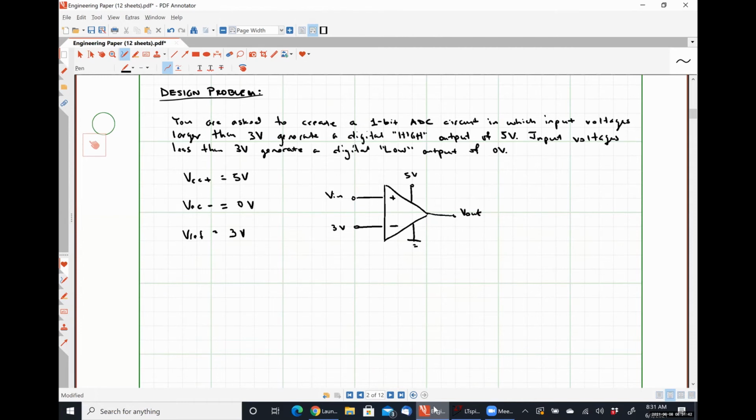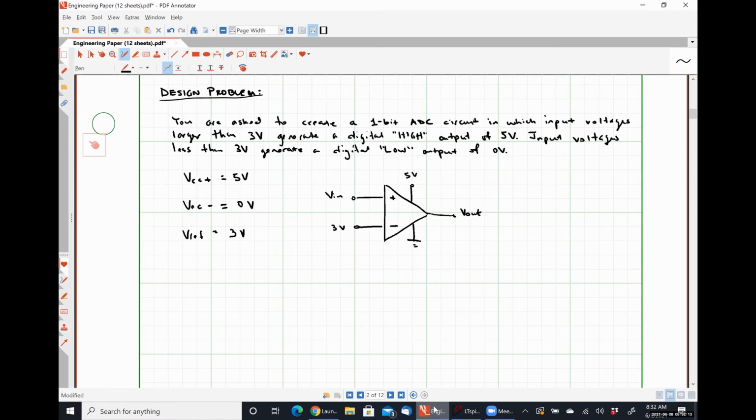Having access to a 5 volt supply and ground is fairly common, but having access to a 3 volt voltage source is probably less so. How could we go about setting our reference voltage in a circuit like this without using an extra voltage source? Any thoughts? We can use resistors, okay? So specifically, we're going to use voltage divider circuits, all right?